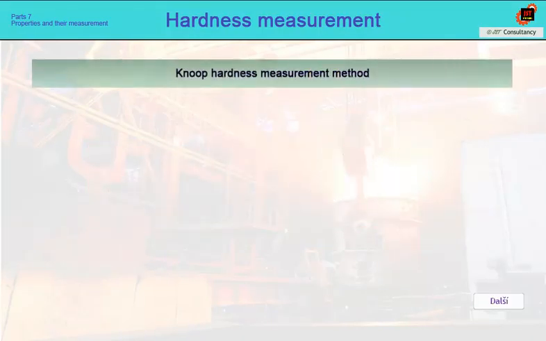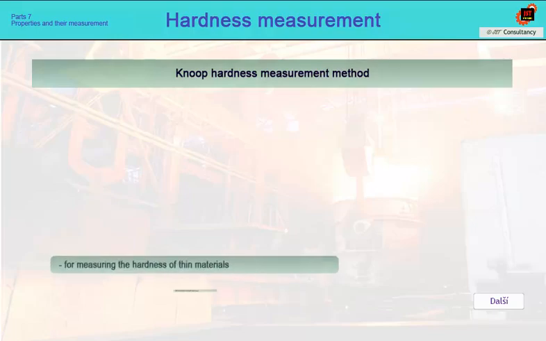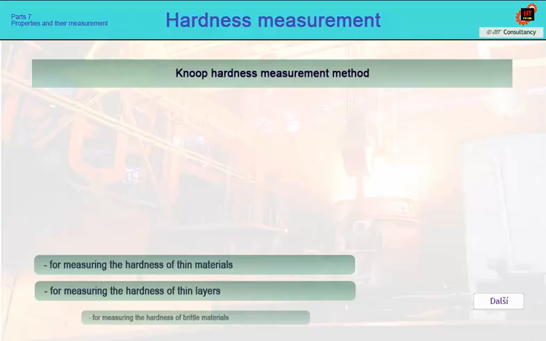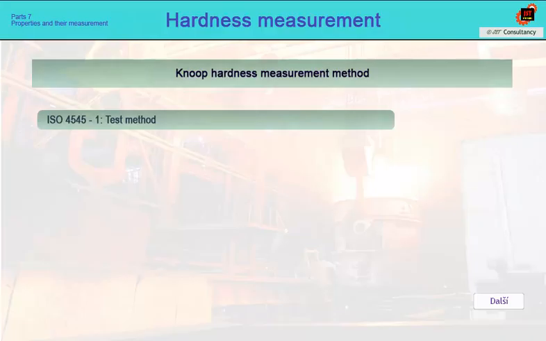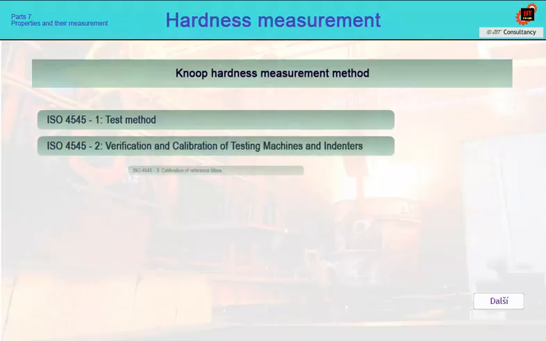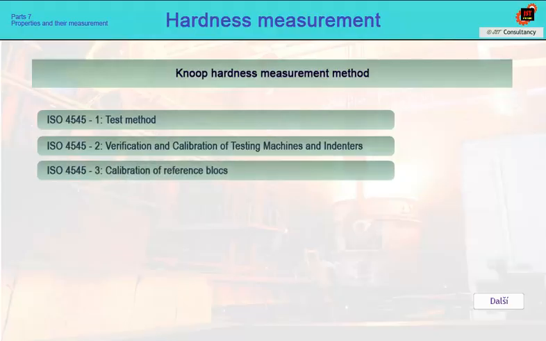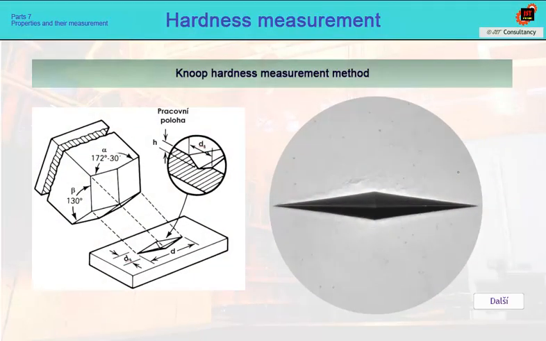An alternative for measuring surface hardness is the Knoop method. It is used primarily for thin materials, thin layers, or brittle materials. The Knoop micro hardness test is prescribed by the ISO 4545 standard, where the measurement itself is described in Part 1. In Part 2, there is a description of the calibration of the instruments, and finally, in Part 3, there is a description of the calibration of the reference blocks. The indenter for Knoop measurement is a diamond pyramid with a rhombic base. The rhombic indentation created by this indenter has a ratio of diagonal lengths of 1 to 7.